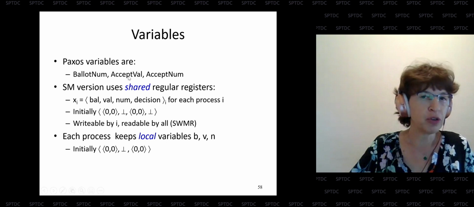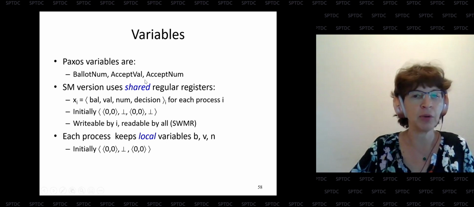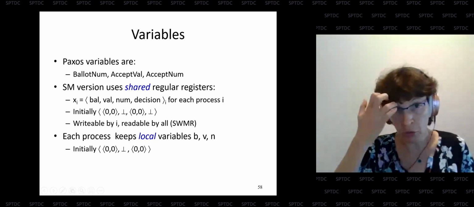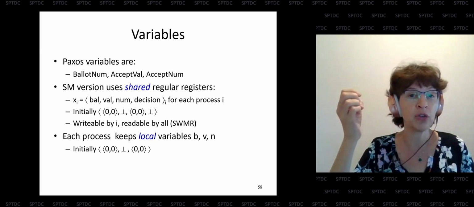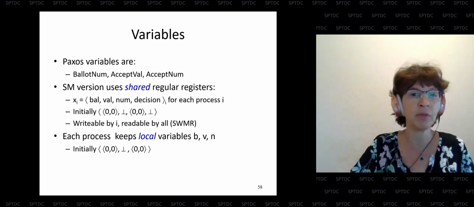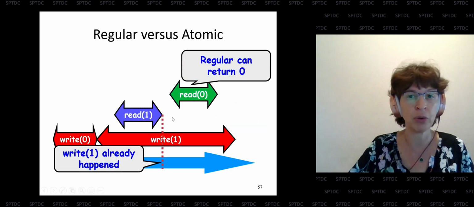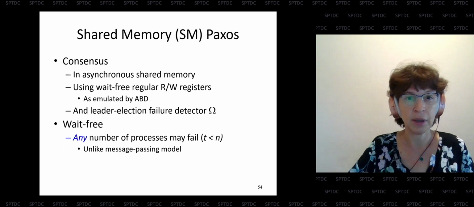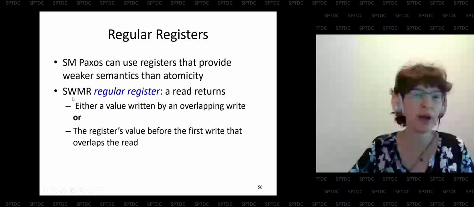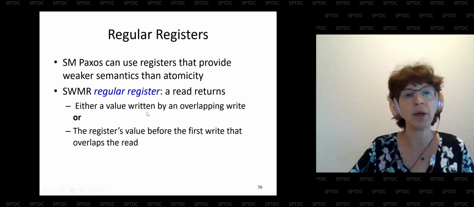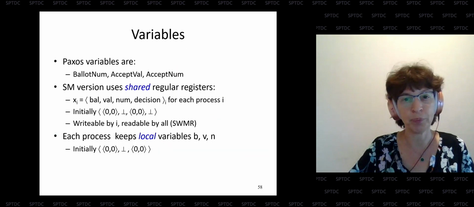So this is true for Paxos in general. If you know Paxos, those are the basic variables it works with. The shared memory version just stores these in shared regular registers. All the registers that the algorithm uses are single writer registers. So every process has its own registers that it writes to, and then it can read everybody else's registers. Maybe I'm not sure I emphasized this, but this second bullet here, we use single writer multi-reader regular registers. So every process is going to have a single writer register that it writes to, and anybody can read it.